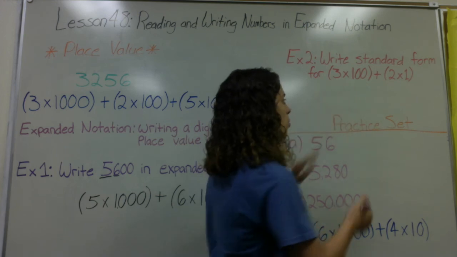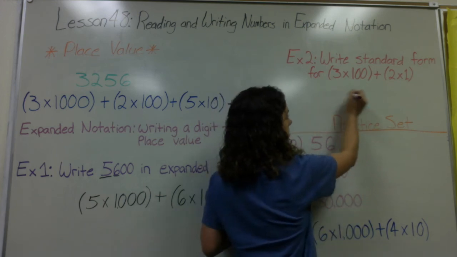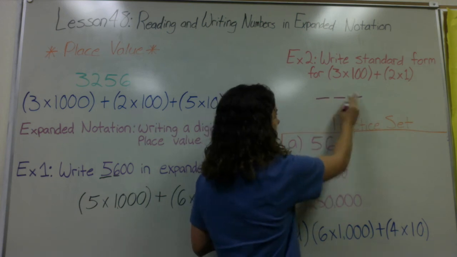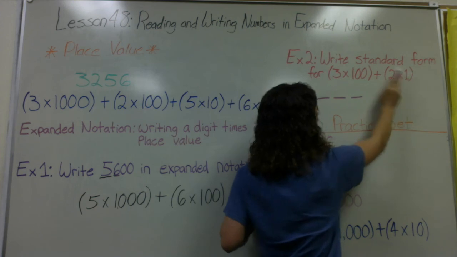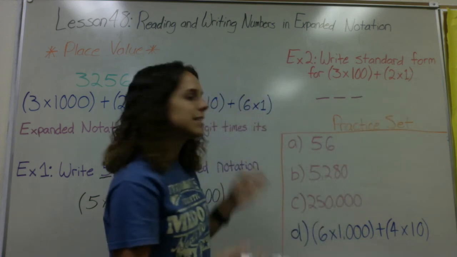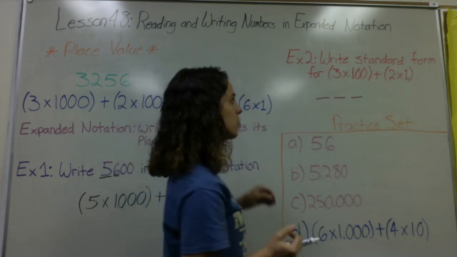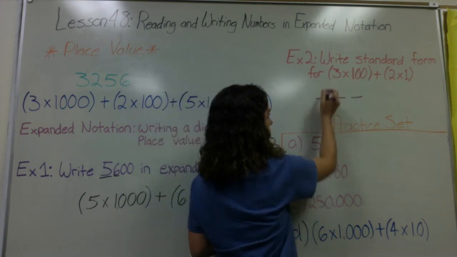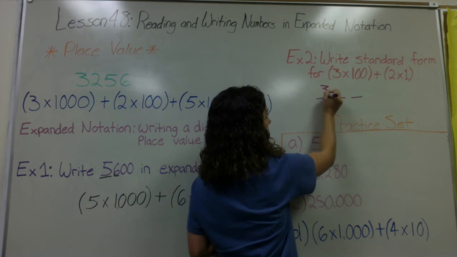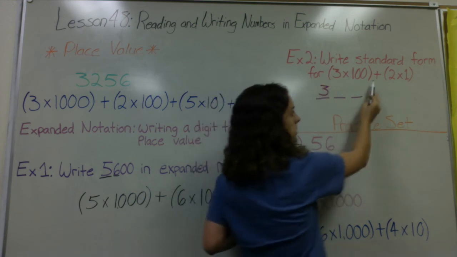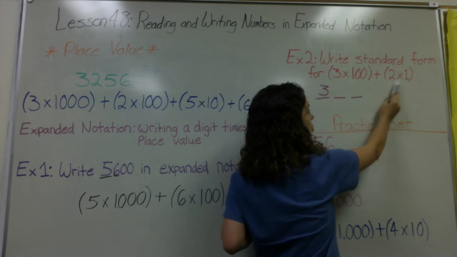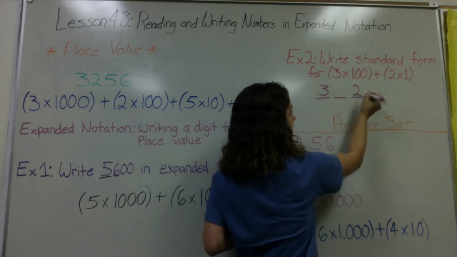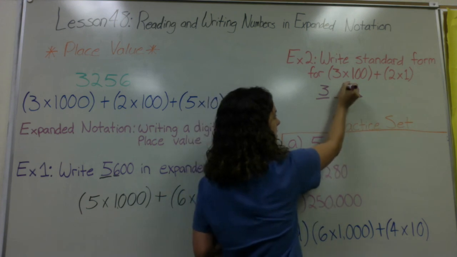So I know I'm going to have up to the hundreds place, so I'm going to have a ones, tens, and hundreds place. Notice I'm going to have 3 digits, even though I have really 2 digits in this problem. It does not exclude our tens place, even though we don't have anything times 10. So 3 is going to be in my hundreds place, which is right here. And then I'm going to have 2 times 1, and I'm going to put my 2 in my ones place. That means a 0 needs to go in my tens place in between here.